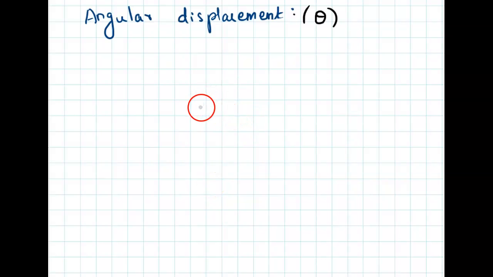Angular displacement for a particle performing a circular motion. Here we can draw a circle. Now suppose here is a point P. A particle moves from the point P to the point Q.